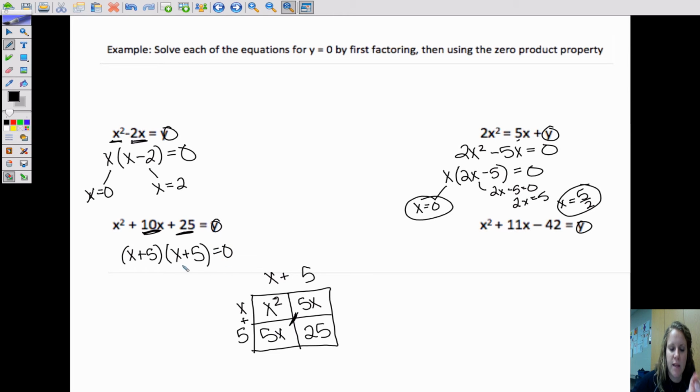Now, is 5 what makes this equation 0? No, what makes this equation 0 is negative 5. And what makes this part 0 is negative 5. So here's an instance where we have just one root. And we have just one root because we could also write this as x plus 5 squared equals 0.